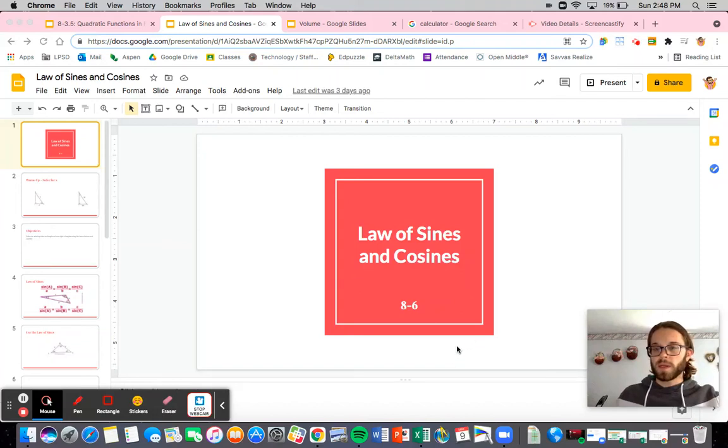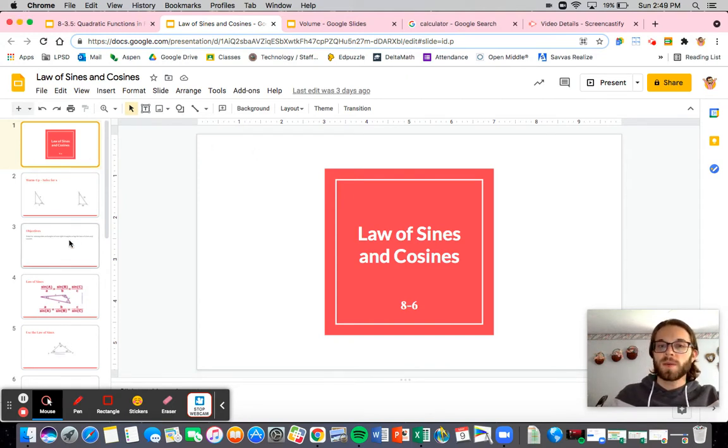Hi everyone. Just wanted to take a minute to talk a little bit about the law of sines and the law of cosines. These are two ways that you can use some trig properties to solve for different side lengths of not necessarily right triangles. There are some specific rules to follow, but overall it is really just plugging into a given formula. So it shouldn't be anything too crazy.